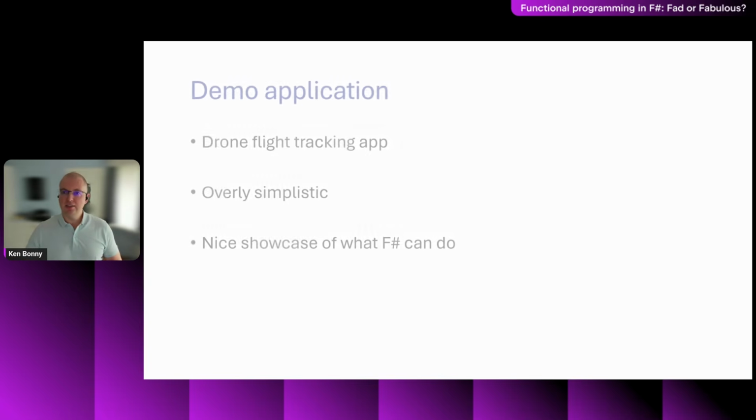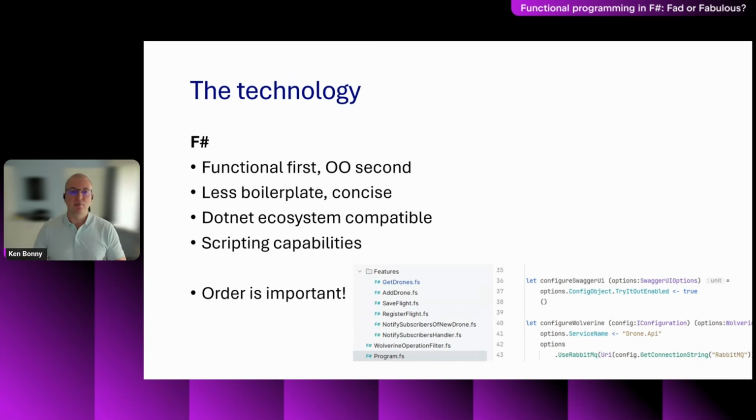So let's take a look at the technology. First of all, we've got F#, and that's why you're here. This is a functional first language with object-oriented principles baked into them and available to you. Just like C# is an object-oriented language first, but with functional components such as lambdas and generics added on later.